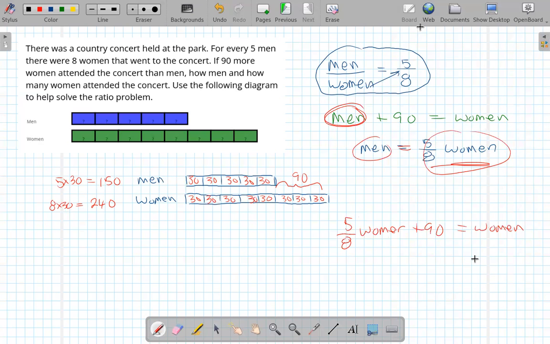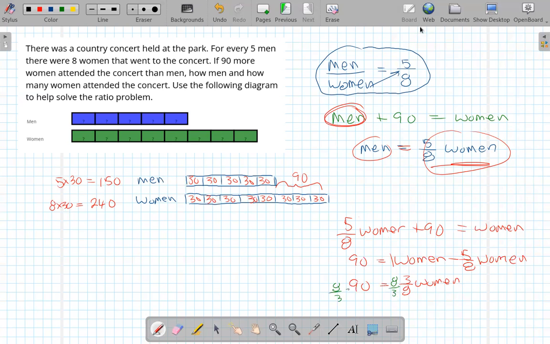And then I can solve for the number of women here. So to do that, maybe I'll subtract the 5/8 women to the other side. That's going to give me 90 equals the number of women minus 5/8 of the women. Well, this is one group of women minus 5/8 groups of women, which is going to leave me 3/8 of the women. And that has to equal 90. To get rid of the 3/8 times the number of women, we can just multiply by the reciprocal 8/3 on both sides.